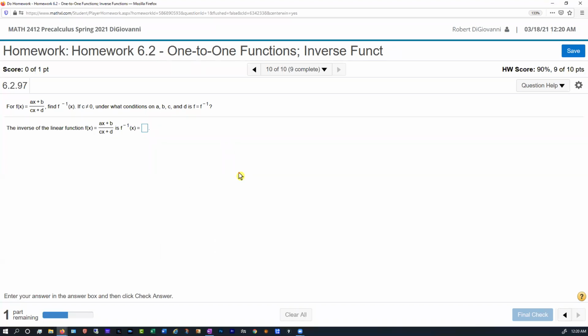Okay, so if f of x is ax plus b over cx plus d, find the inverse. If c is not 0, under what conditions on a, b, c and d is f equal to f inverse? All right, let's start this out by just writing y equals ax plus b over cx plus d. Now we switch. Everywhere we see a y, we put x. Everywhere we see an x, we put y.